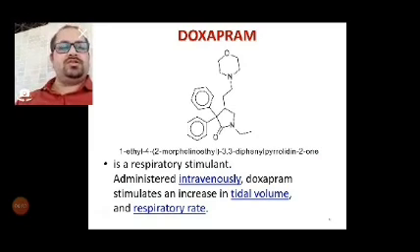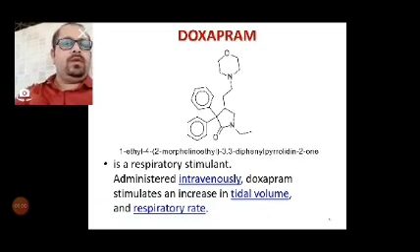It's a respiratory stimulant administered intravenously. Doxapram stimulates an increase in tidal volume and increases the respiratory rate. So it is used in a respiratory depressed person. Doxapram is a very good drug.